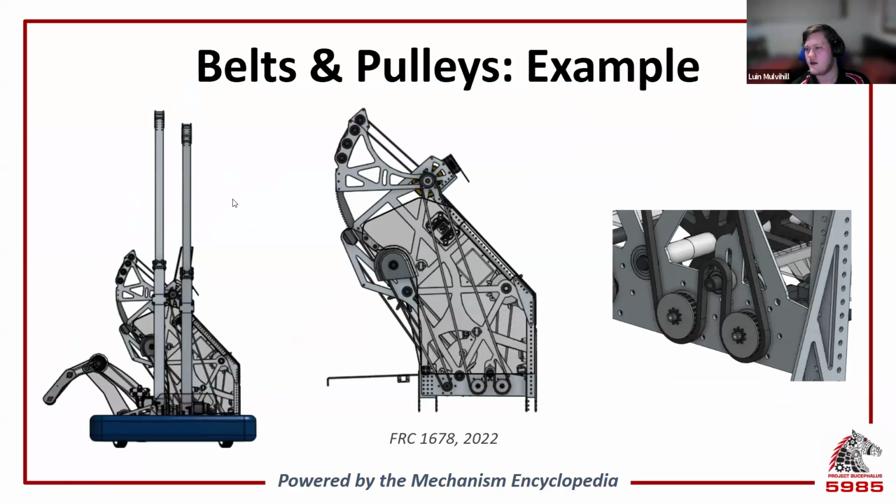We have here an example of belts and pulleys. So this is 1678's 2022 robot. It's a very, very nice use of belts. They wanted all of their motors to be down low to lower their center of gravity, which left a very large distance between where they were actually shooting from and where their motors were that were powering their shooter. And because of this, they used a belt because it was the lightest available method.